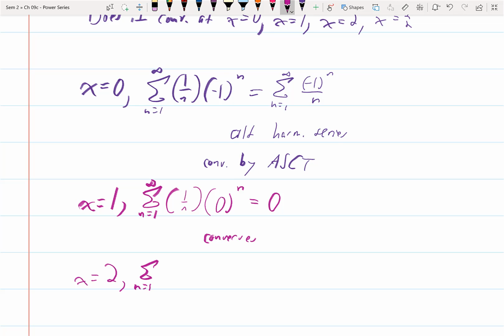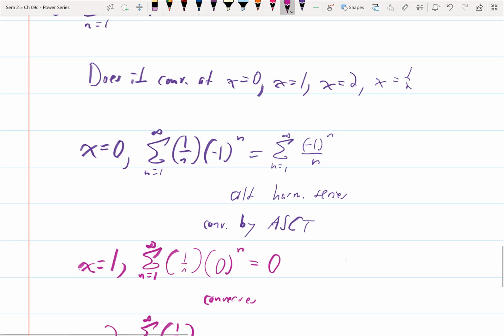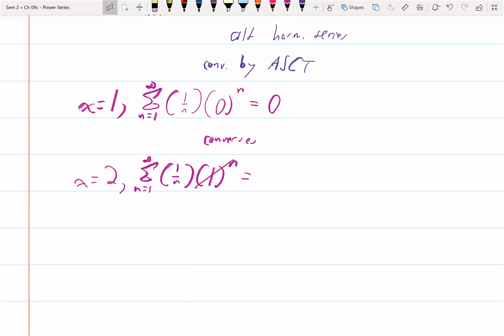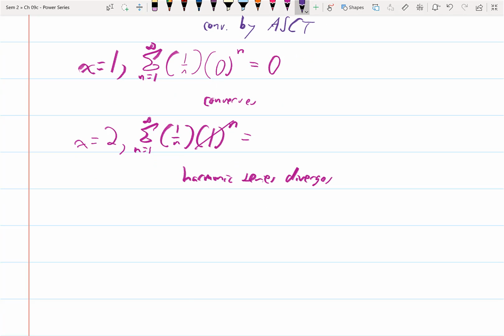When we have n equals 1 to infinity of 1 over n times, coming back up here, this is 2 minus 1 to the nth, or 1 to the nth power, which, if I cut that out, is just the harmonic series. And we know that the harmonic series diverges. That's a divergent p-series. Can be proved with the integral test. Okay. Finally, x is equal to 1/2.